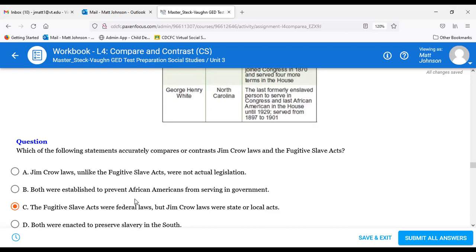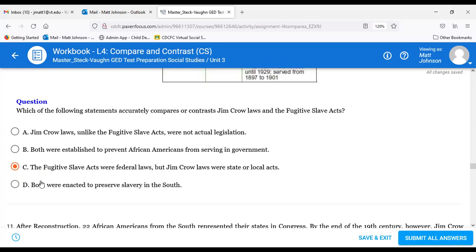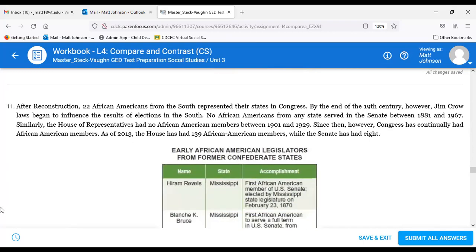Jim Crow laws were state and local. You can kind of make that assumption because we know we're talking about the North and the South here. We're talking about Southern legislatures. So you can make an assumption there, and you can infer that Jim Crow laws would be a state or local act. Okay. So yeah, 10 is C as in cat.